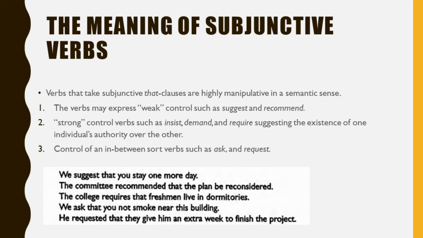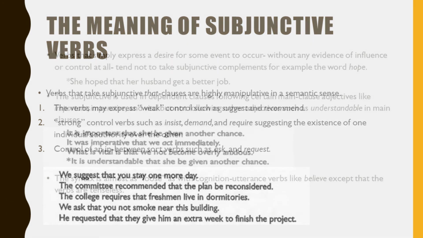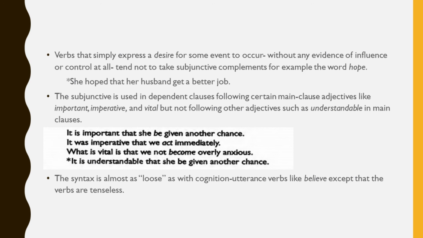The verbs may express weak control, such as suggest and recommend, strong control suggesting the existence of one individual's authority over the other, such as insist and demand or require, or control of an in-between sort, such as ask and request. Thus, we get these 5 examples here. Verbs that simply express a desire for some event to occur, without any evidence of influence or control at all, tend not to take subjunctive complements. Thus, we get no subjunctive complement with hope. We cannot say that she hoped that her husband get a better job.